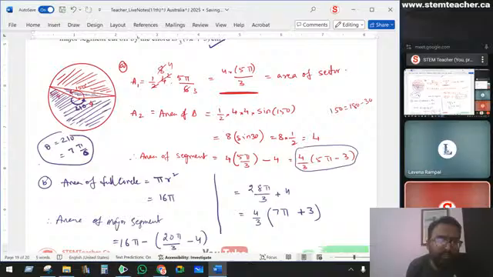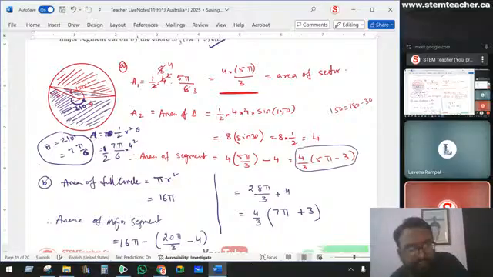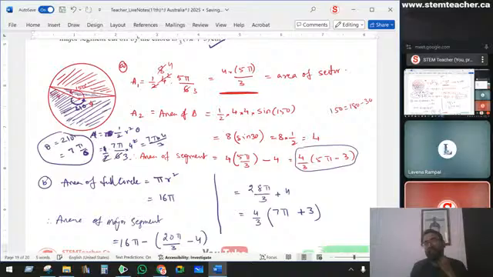For the sector, L is equal to R theta, which is 4 into 7 pi by 6. But why are we getting the L value? We have to get the A value, which is 1 by 2 R square theta. Okay, 1 by 2 times 4 square times 7 pi by 6, so you will get 28 pi by 3. So this is the sector only, and then we have to add this triangle. It is very clear. Okay.